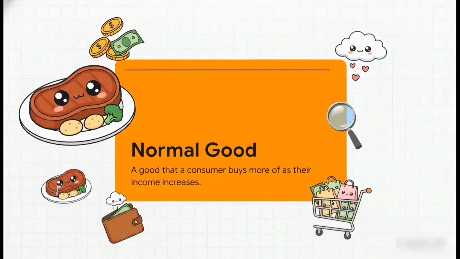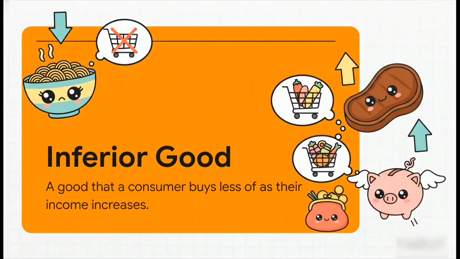Now that income effect is really interesting because it depends on the type of good. For most things, what we call a normal good, think a nice steak or a vacation, when you feel richer, you buy more. When you feel poorer, you buy less. Simple enough. But then there are inferior goods, things like instant noodles or maybe taking the bus. For these, the opposite happens. When your income goes up, you actually buy less of them because now you can afford the nicer alternative, right?